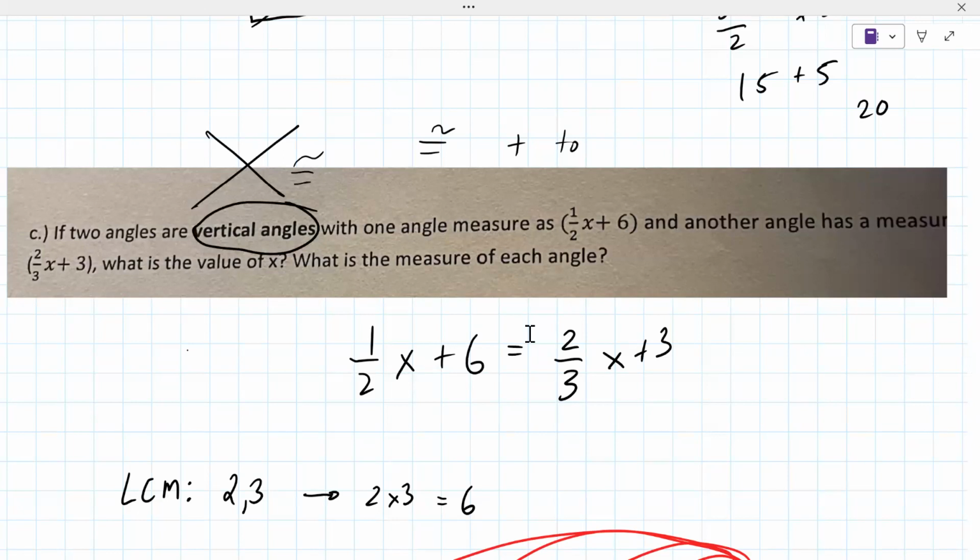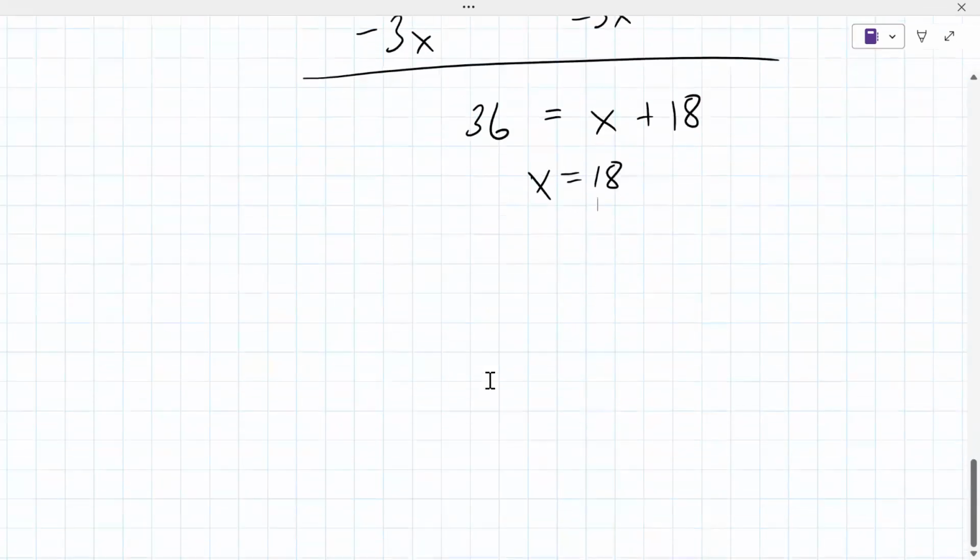Half times 18. And then do I just solve it after that? You're not solving. You're just putting it back into one of them. So I put 18 for the 1/2, and then the final answer was 9x. Well, no, it can't be that, because you're putting it in for x.